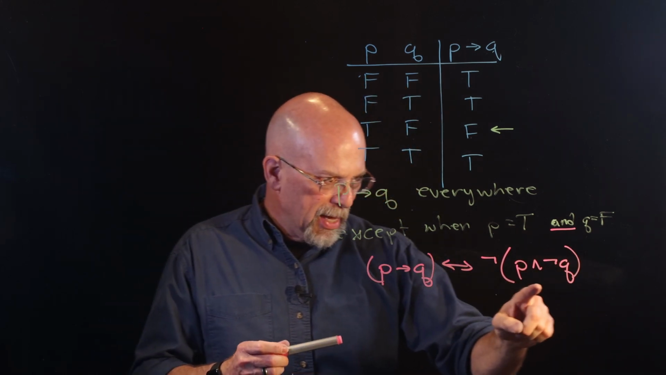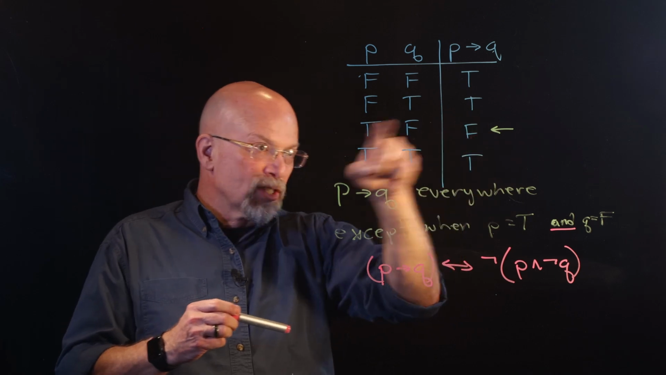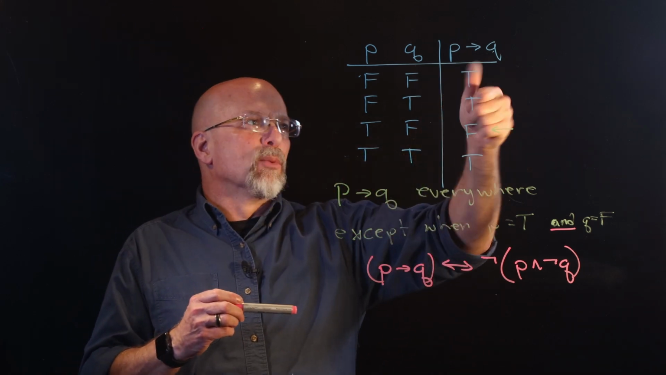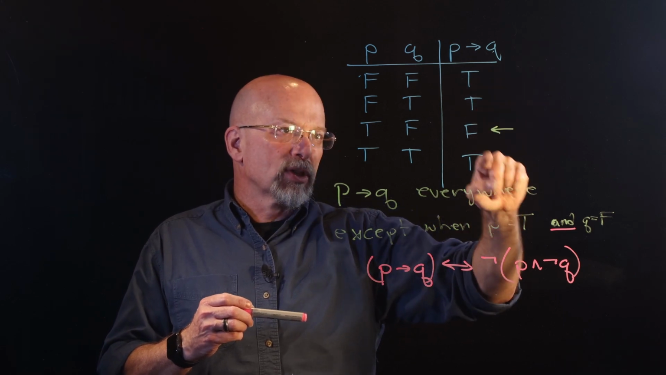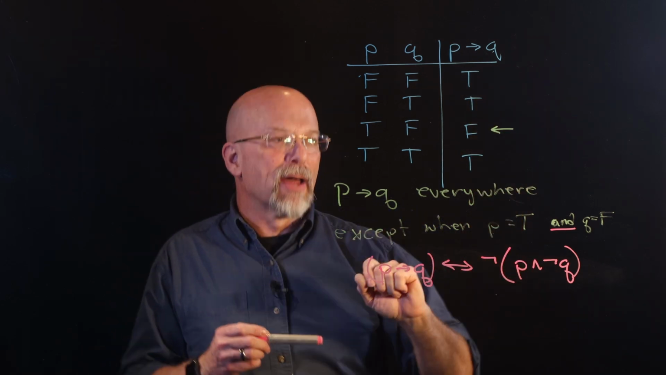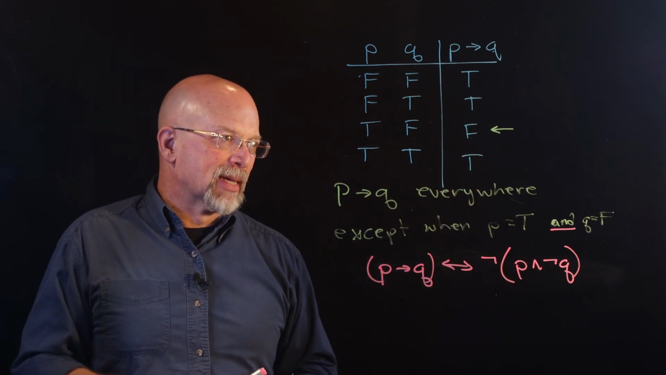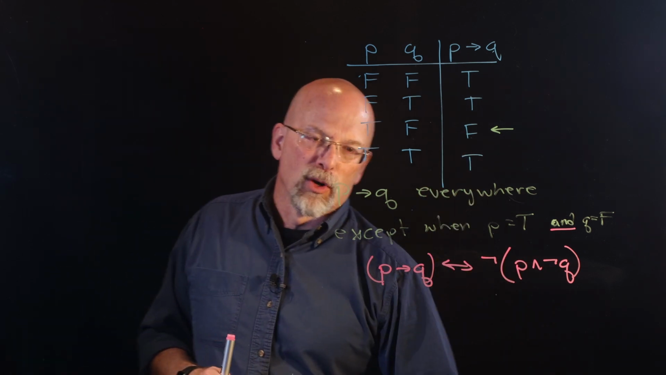In other words, you take P and not Q, that isolates this row, and then you invert it, you negate it with the not, and it will flip it over so you'll get all the trues in the locations that are not identified by this and statement, and a false that is identified by that and statement. Let's see if the truth table works out.